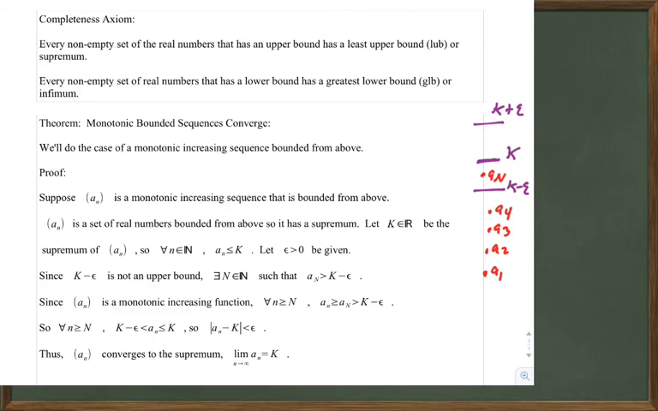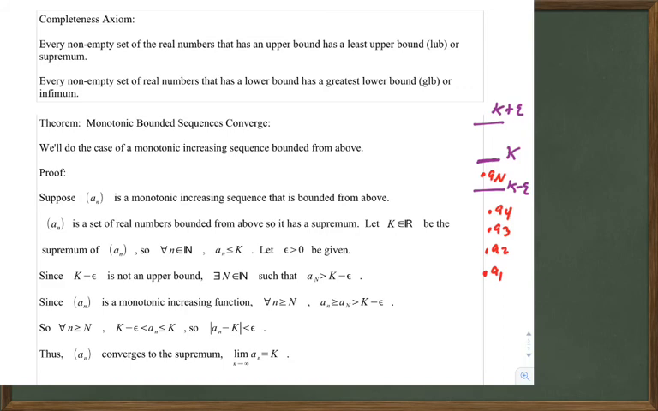Since a sub n is monotonic increasing, for all n greater than this big N, a sub n is greater than or equal to a sub big N, which is greater than k minus epsilon. So for all n greater than N, k minus epsilon is less than a sub n, which is less than or equal to k. And so that means a sub n minus k, that's the distance between a sub n and k, is within epsilon.